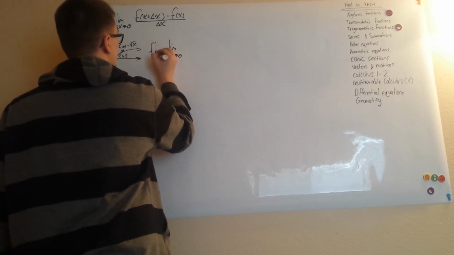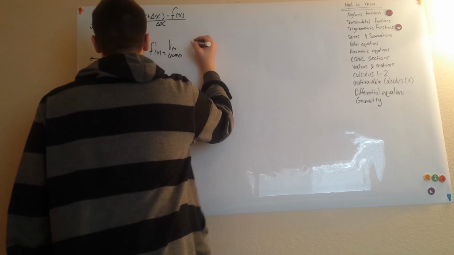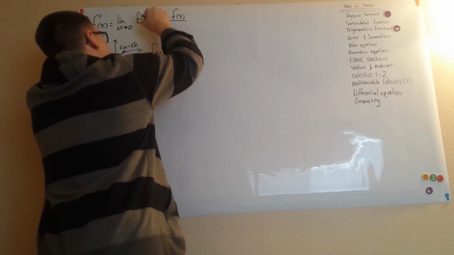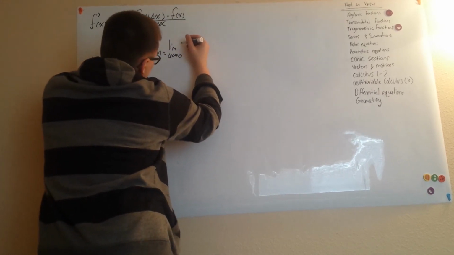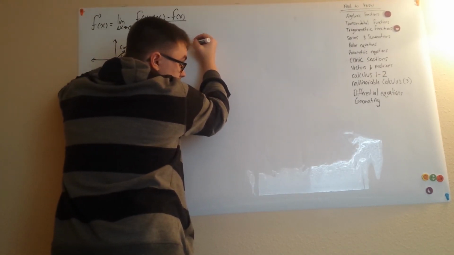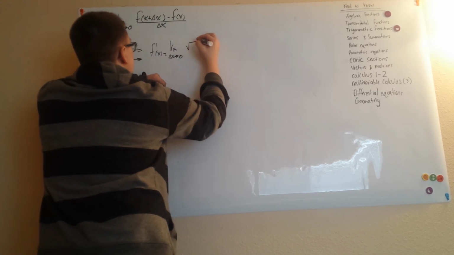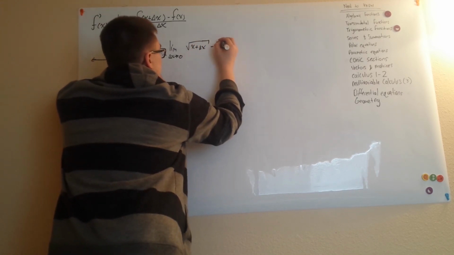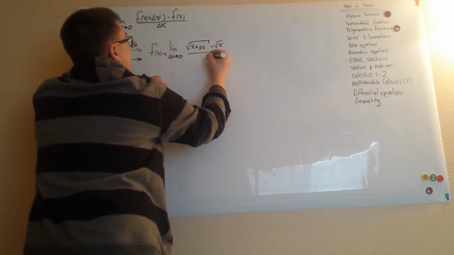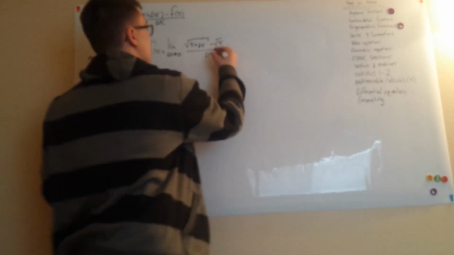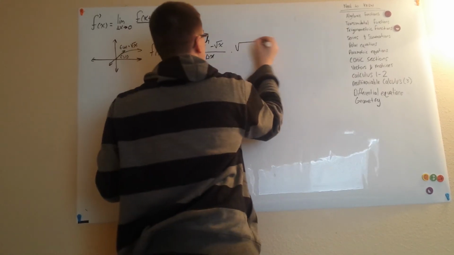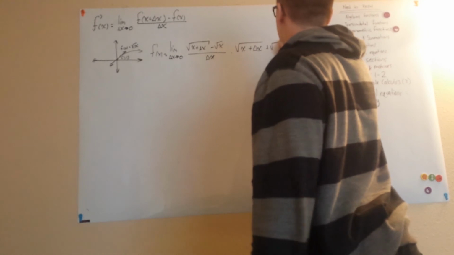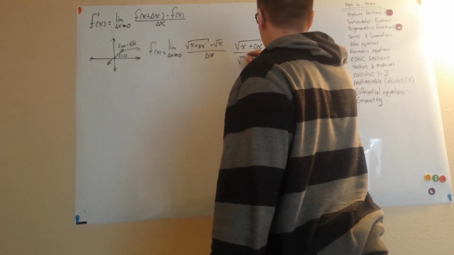So this is f prime of x. We plug x plus delta x into the function, and we get the square root of x plus delta x minus our function, over delta x. Hey, we've done this problem before. In fact, we just multiply by the conjugate.